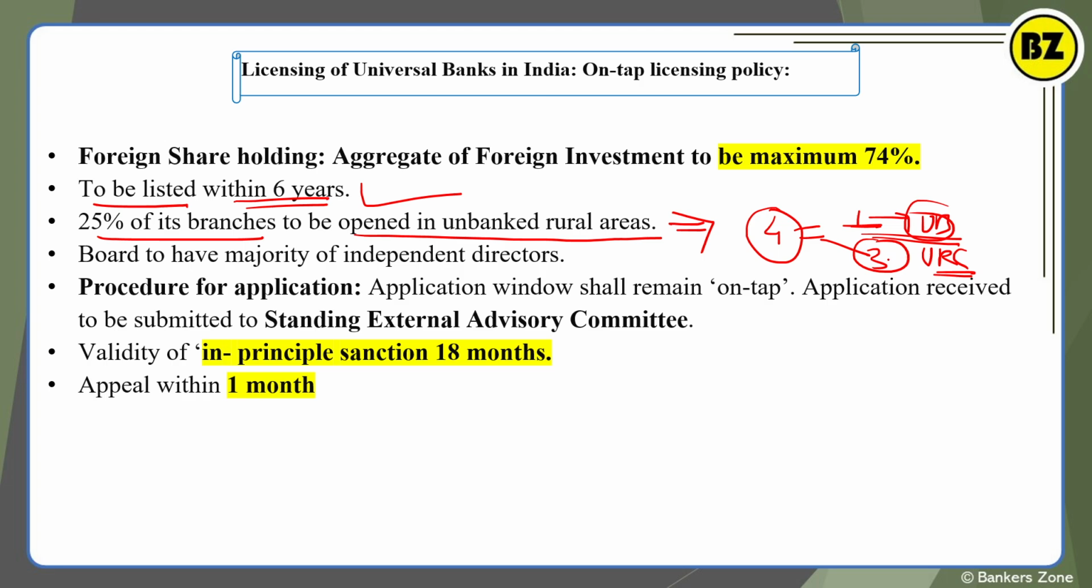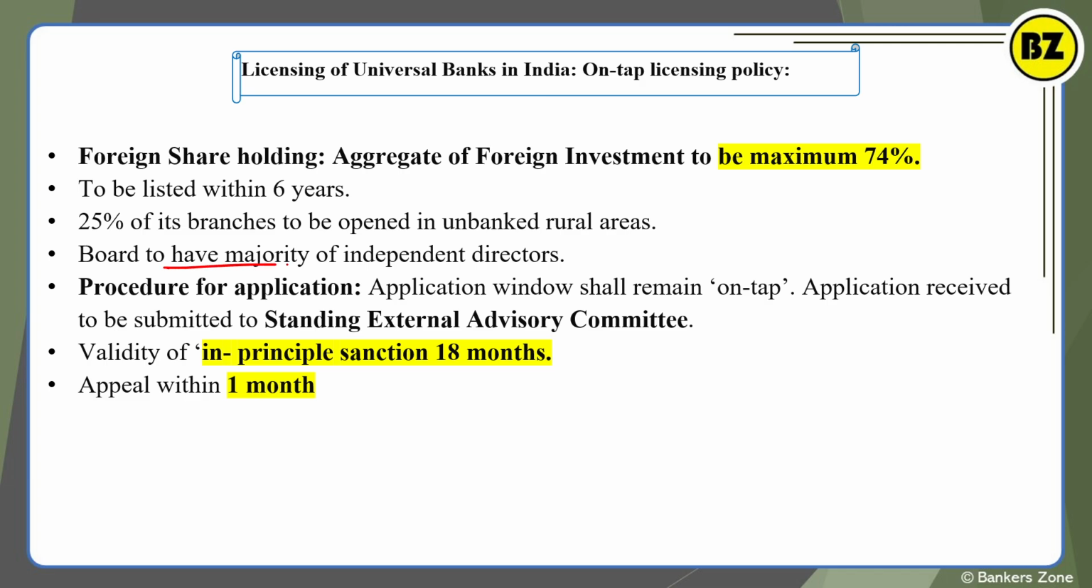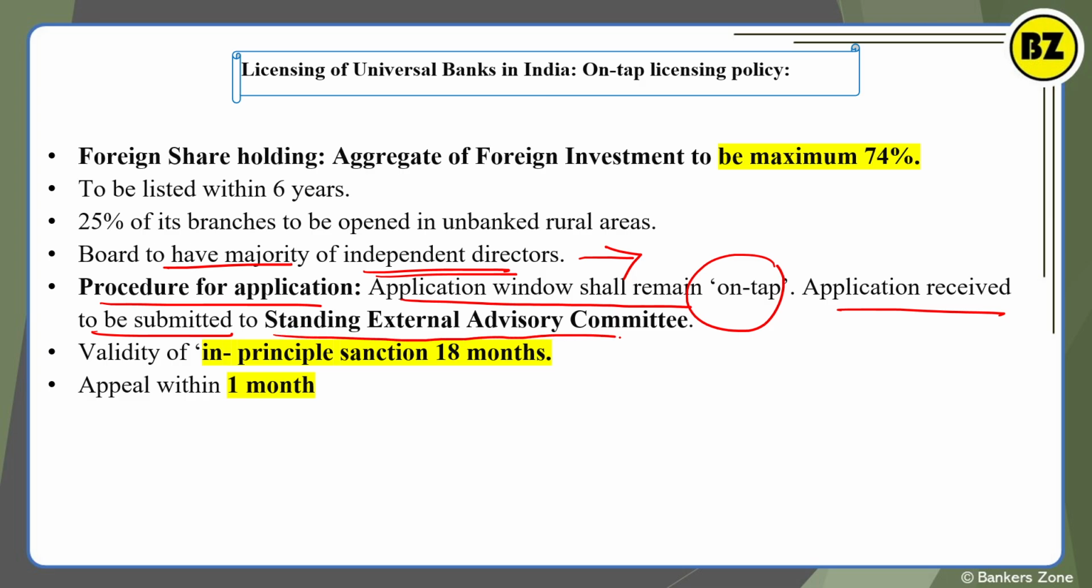That is 25%. Now the board has to have a majority of independent directors. There should be a majority of independent directors. What is the procedure for application? The application window shall remain on tap, meaning applications received are to be submitted to the standing external advisory committee. On tap, as I have already told you, means you can easily get the license once you fulfill all the criteria. It is available on tap.